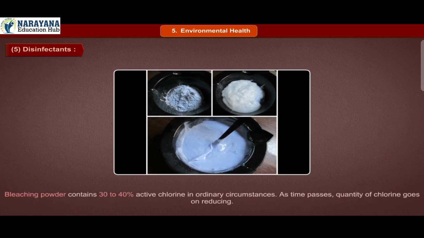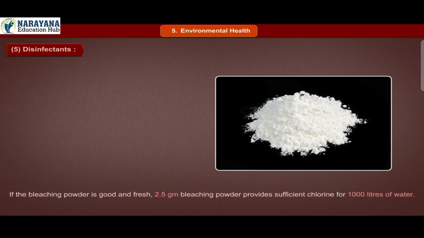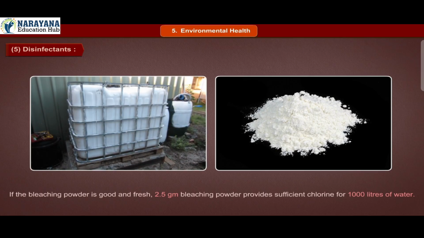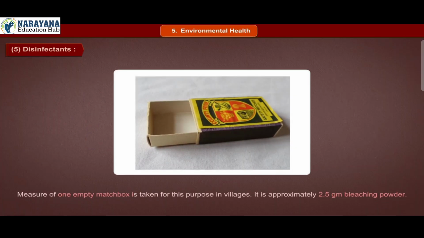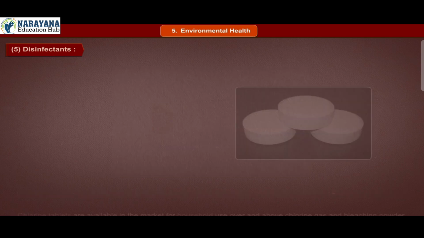Bleaching powder contains 30 to 40% active chlorine in ordinary circumstances. As time passes, the quantity of chlorine goes on reducing. If the bleaching powder is good and fresh, 2.5 gram bleaching powder provides sufficient chlorine for 1000 liters of water. The measure of 1 empty matchbox is taken for this purpose in villages. It is approximately 2.5 gram bleaching powder.